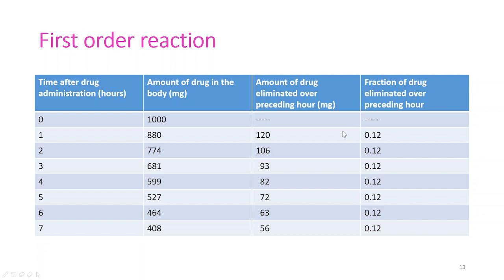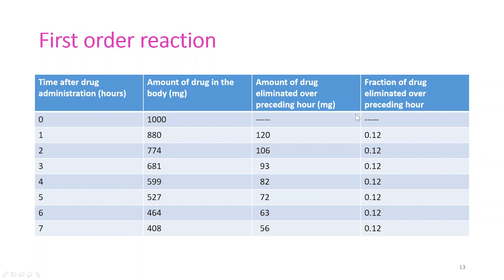So that is the difference between a first order reaction and zero order. If you remember, in zero order, the amount is the same, the fraction is not. But with first order, the amount varies because it is dependent on the fraction, on the amount that was left, and the fraction is the same. Okay.